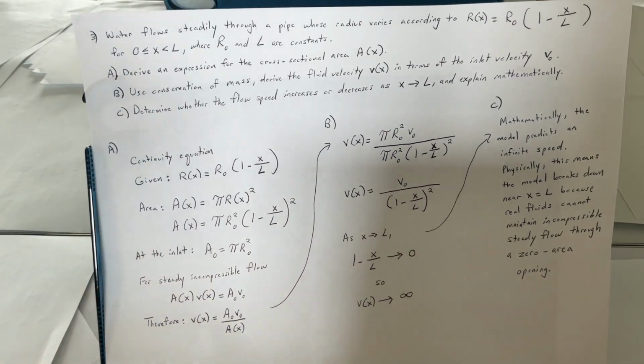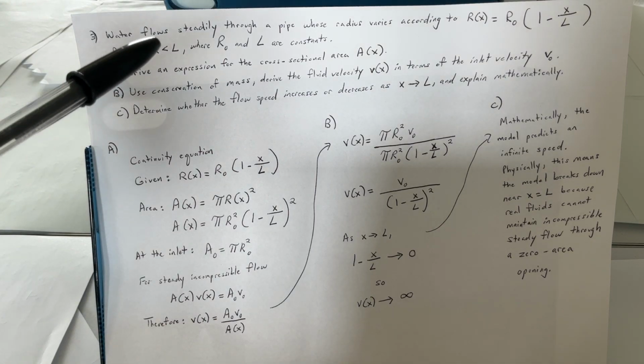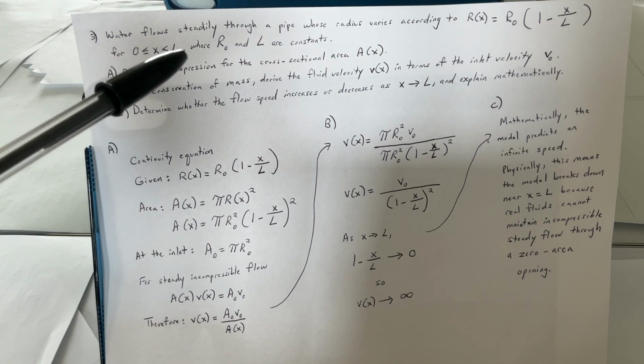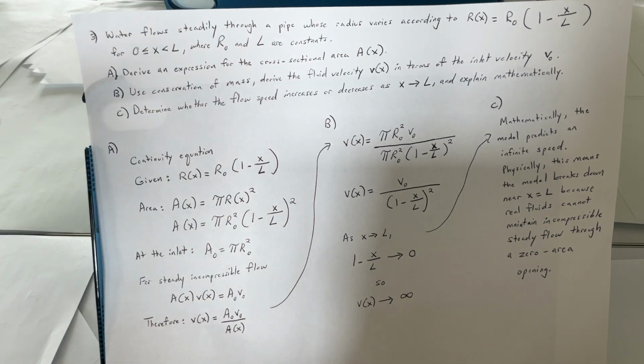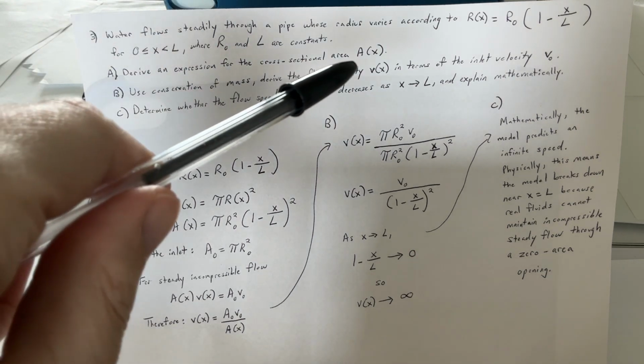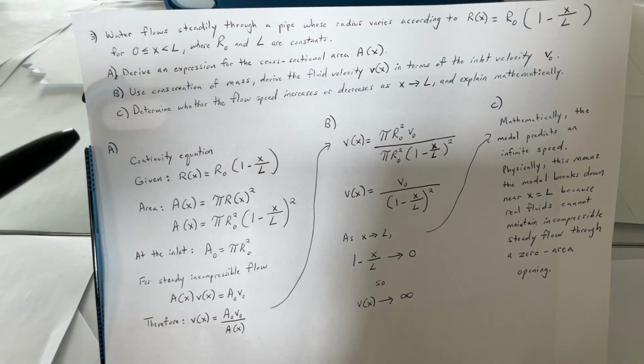Okay, so let's take a look at number 3 rather. Number 3, water flows steadily through a pipe whose radius varies according to R of x equals R naught times the quantity 1 minus x over L, for 0 is less than or equal to x is less than L, where R naught and L are constants. So for part A, derive an expression for the cross-sectional area A of x.